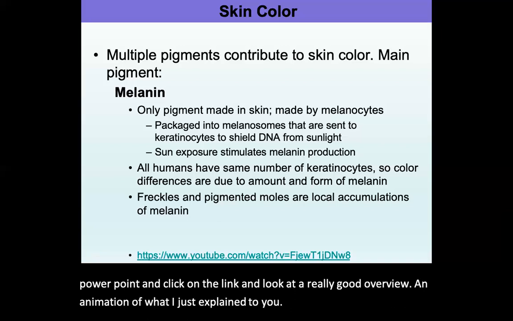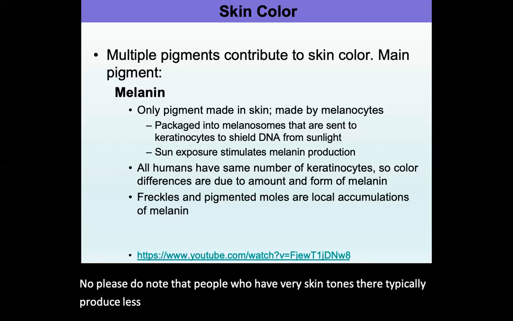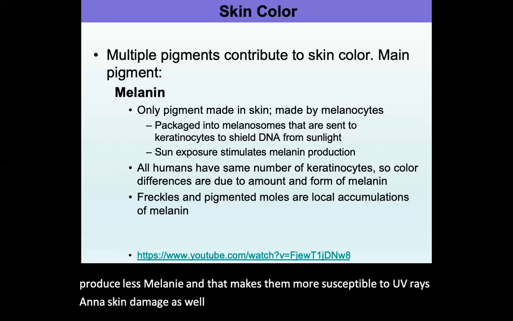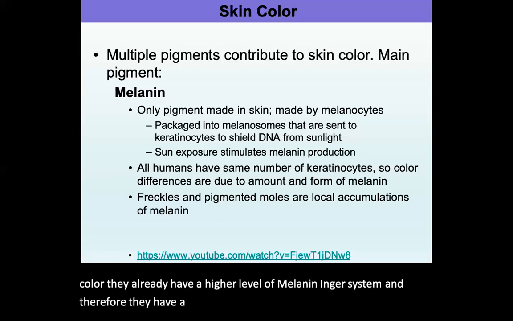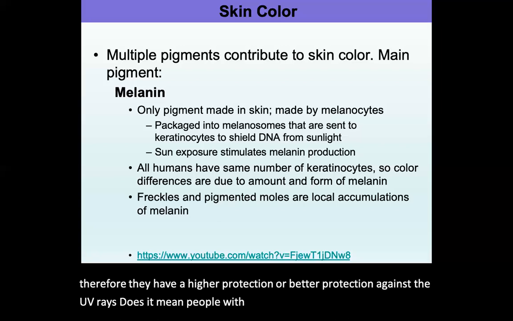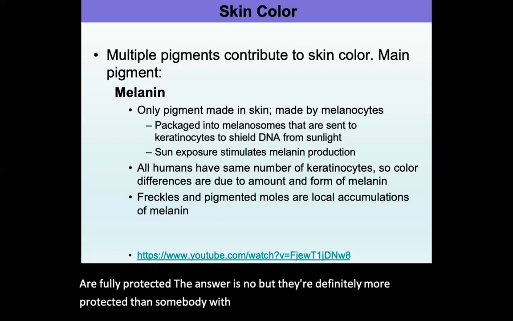Now, please do note that people who have fair skin tones typically produce less melanin, and that makes them more susceptible to UV rays and skin damage as well as skin cancers. People who have darker color already have a higher level of melanin in their system, and therefore they have better protection against the UV rays. Does it mean people with a darker skin tone are fully protected? The answer is no, but they're definitely more protected than somebody with a fair skin tone.